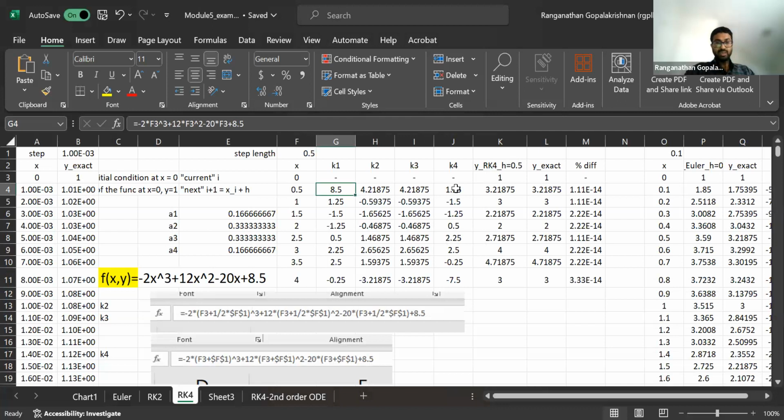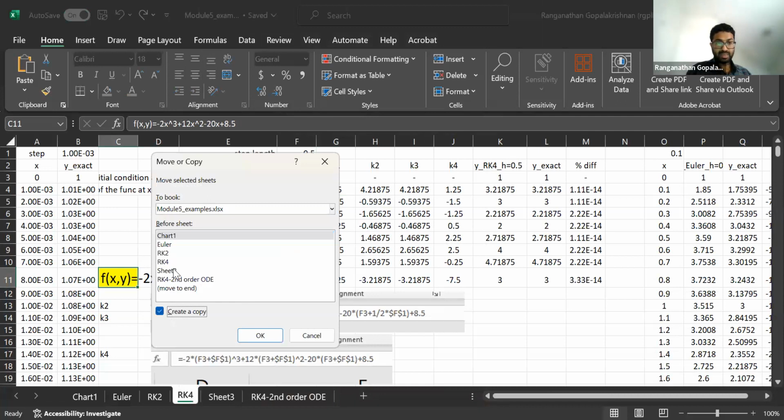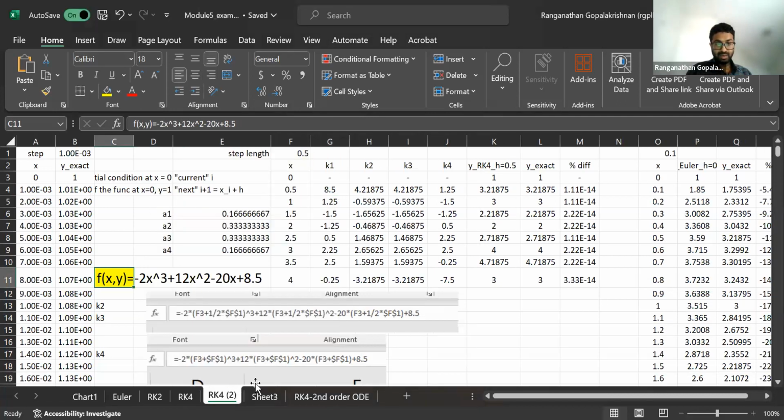So here is the problem we did the other day. It has a different problem. Its f of x, y is different. So I'm going to just start with that sheet and make modifications. So until I say the sheet is final, don't write anything or don't copy anything. If you're doing this also with me, just open your Excel sheet and start doing these modifications.